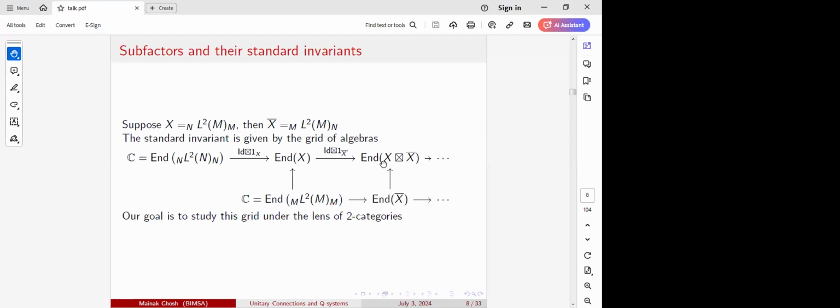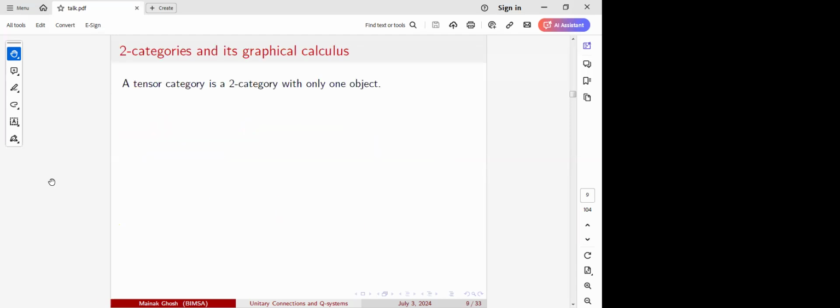Now, all these C* algebras, they are finite dimensional because the subfactor that we started with is of finite index. And our goal is to study this grid under the lens of 2-categories. So now let me quickly define what is a 2-category, and then I will talk about the graphical calculus associated to 2-categories. Now, a tensor category is basically a 2-category with only one object. Now, a 2-category, naively speaking, consists of a collection of 0-cells, also known as objects, 1-cells and 2-cells, along with compatibility axioms like those of a tensor category.